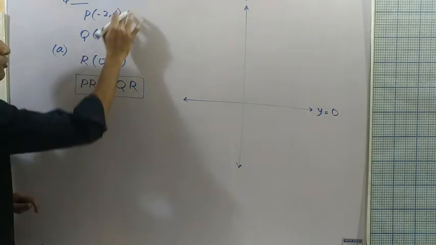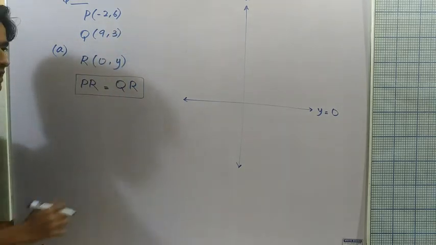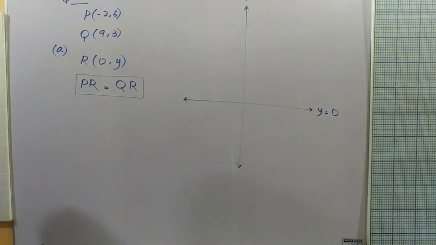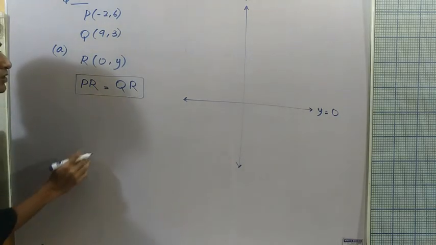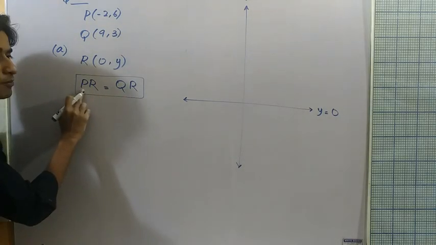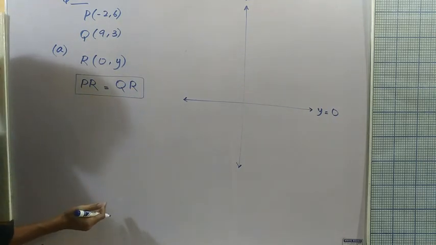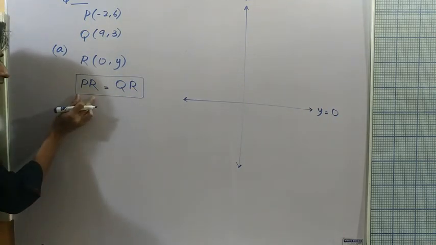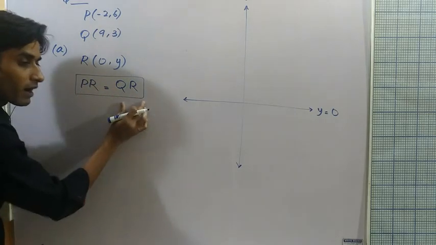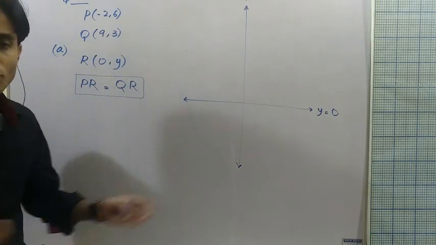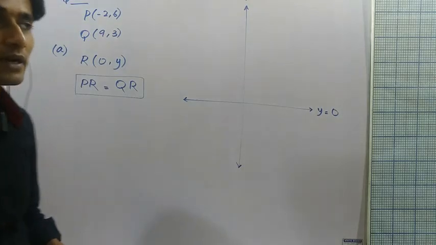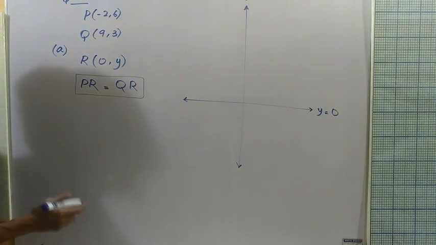So now I have 3 points involving one variable and I have one condition to form the equation, PR equals QR. PR is the distance from P to R, QR is the distance from Q to R. I can use distance formula to find PR, I can use distance formula to find QR. They both will be in terms of y. I can put them together equal to each other, form an equation and then solve it.